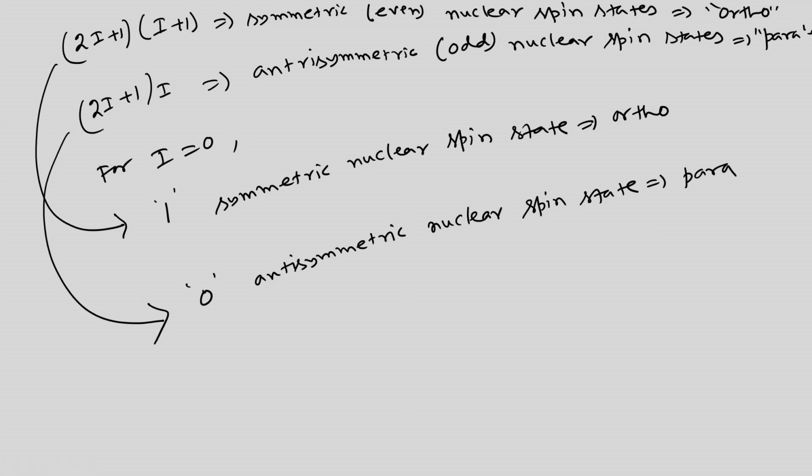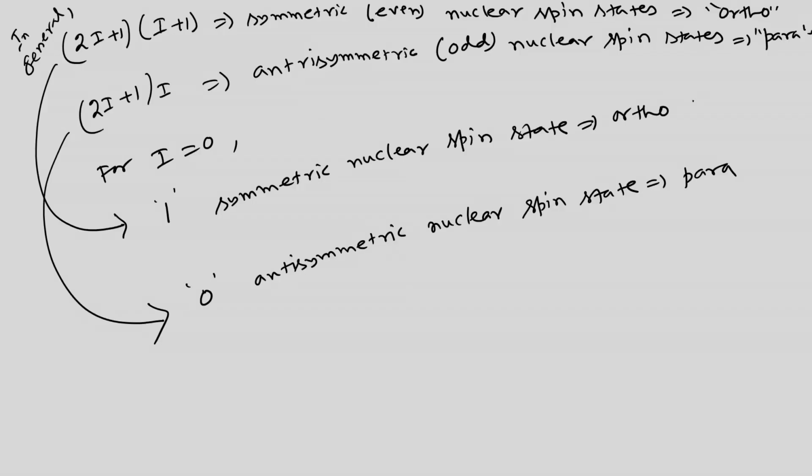So, in general we will have (2I+1)(I+1) symmetric nuclear spin states, where I is the nuclear spin, and (2I+1)I antisymmetric nuclear spin states. For symmetric spins we call it ortho, and for antisymmetric we call it para. Why they are termed ortho and para, we will discuss.